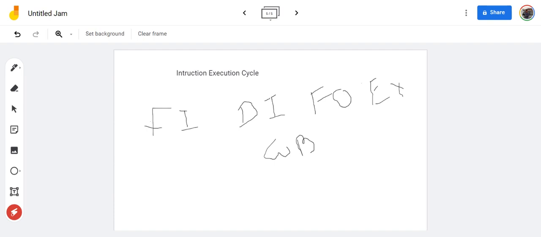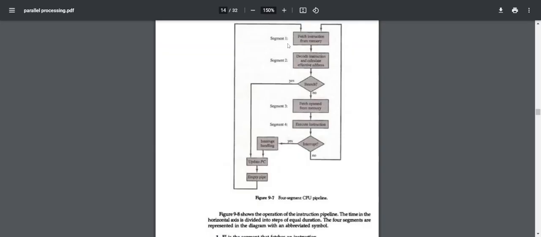In instruction execution, in instruction pipelining, a particular instruction is splitted into several sub-stages, or several sub-instructions, in such a way that those sub-instructions can be executed in different segments of the CPU parallelly. So once again, let me try to visualize this using some picture. You can see that this is a block diagram of a CPU. Now, here you can see that there are several segments for this purpose.